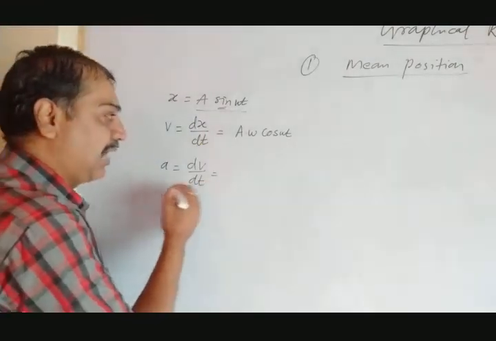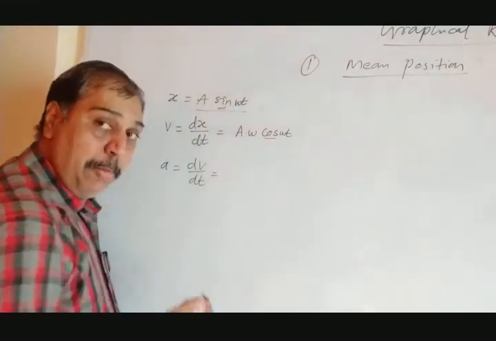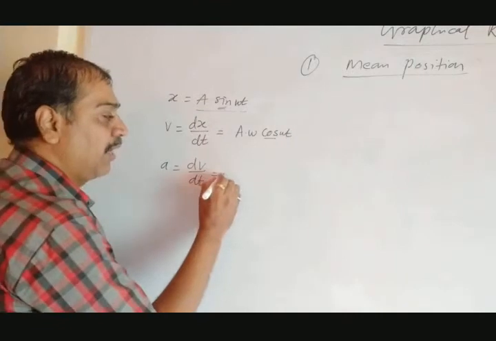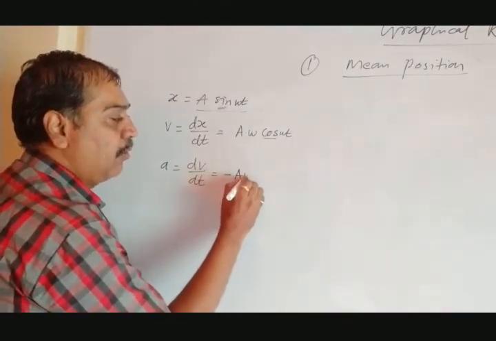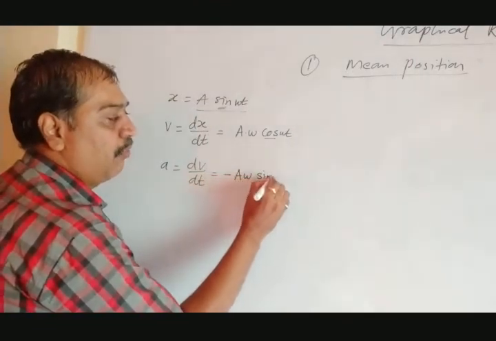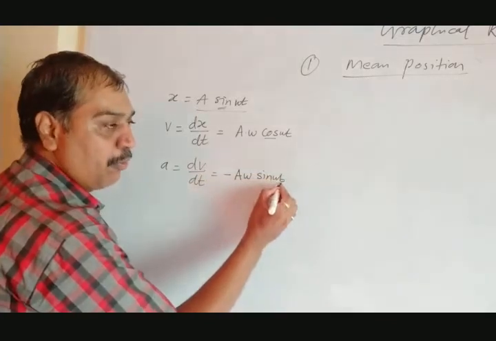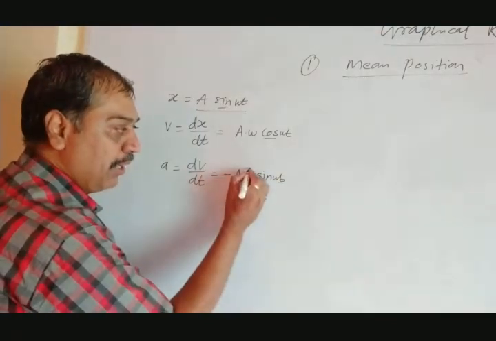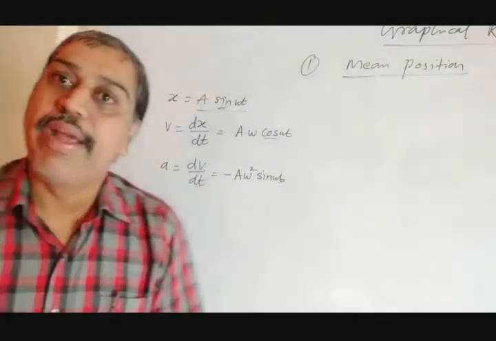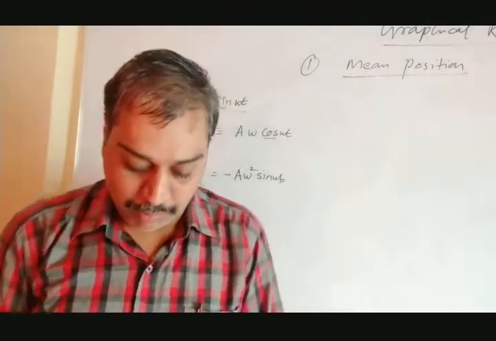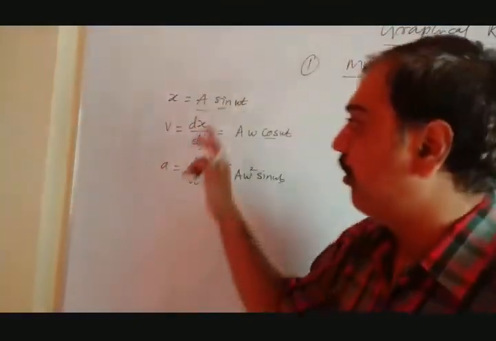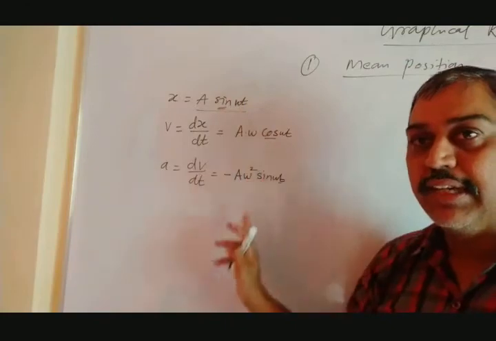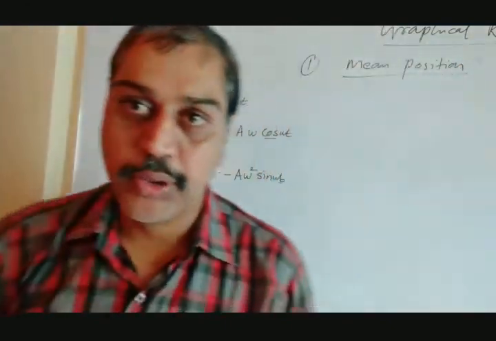Similarly, you can write the acceleration. The derivative of cos is what? Minus sine omega t. So we can write minus a omega sine of omega t into the derivative of omega t, which is omega. That omega and this omega become omega square. So such formulas we have derived. This is for displacement, velocity and acceleration. I hope you got this topic.